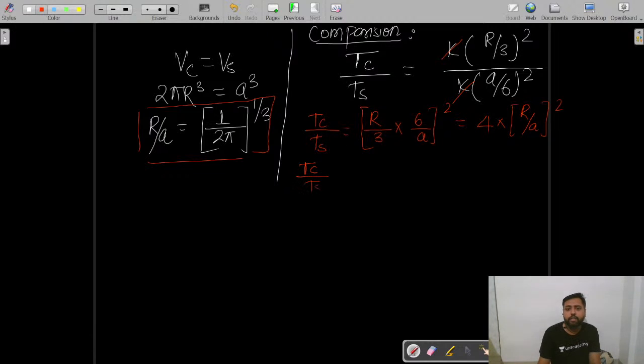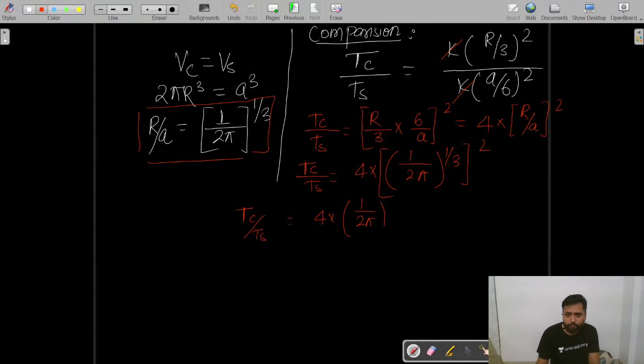So Tc upon Ts will become equal to 4 into R by A ratio, which is 1 by 2 pi whole to the power 1 by 3, whole square. So this is nothing but Tc upon Ts is equal to 4 multiplied by 1 by 2 pi whole to the power 2 by 3, and when you calculate, you are going to get it as 1.17. So Tc is equal to 1.17 Ts. This is the result that you got, my dear students.